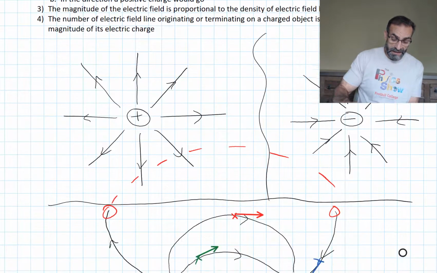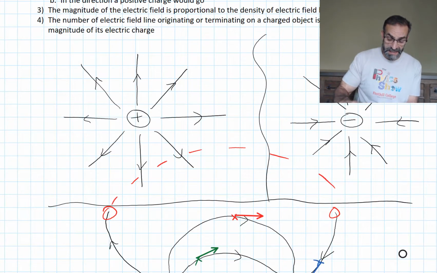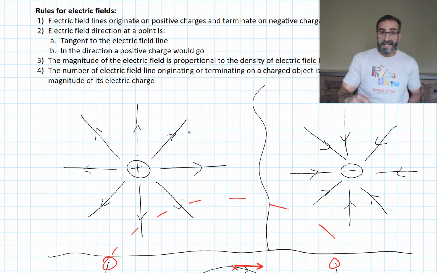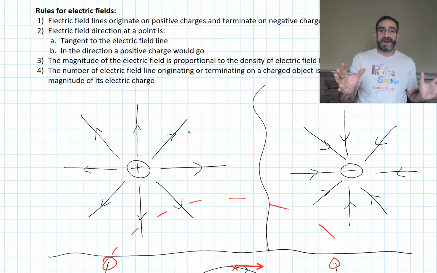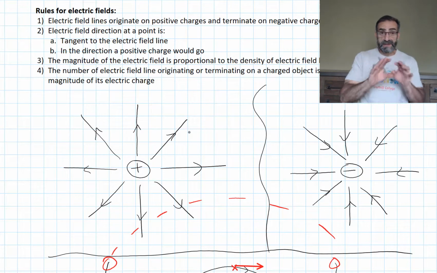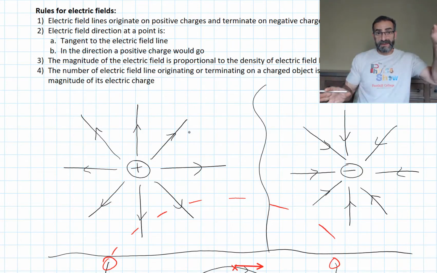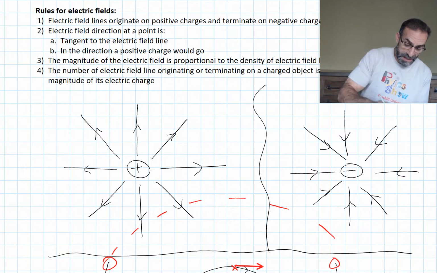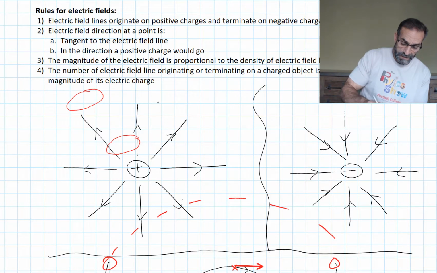Now the magnitude of the electric field is proportional to the density of the field lines. So let's look first at this picture. It's just a positive charge sitting all by itself in space, nothing else around it. And the field lines are coming radially outward from that charge. So where are the lines closest together? In here, close to the charge, the lines are close together. Out here, they're very far apart.